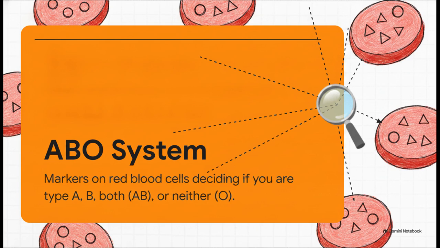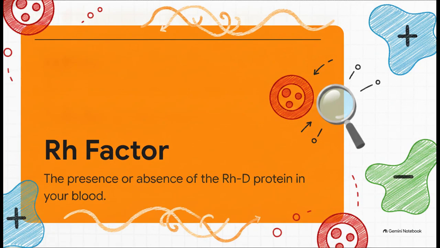If you have the A marker, you're type A. Got the B marker, you're type B. If you happen to have both, you're AB. And if you have neither of these markers, well, you're type O. But hey, that is only half the story. The second major system is the Rh factor.